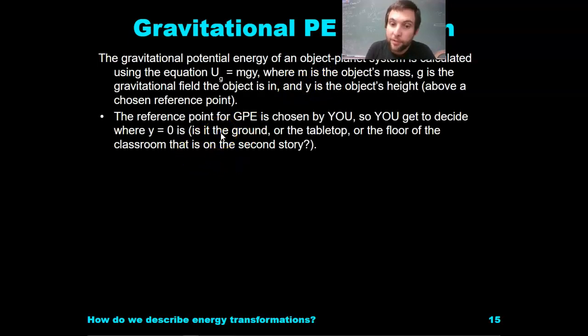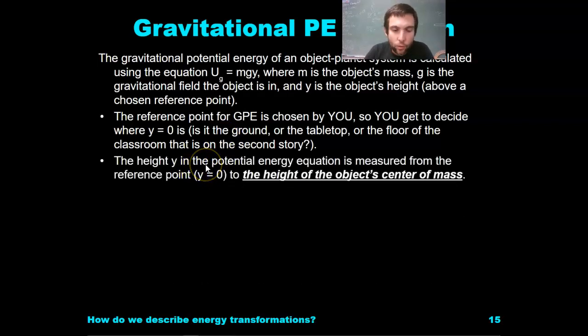The reference point for gravitational potential energy is chosen by you. So you get to decide where the height equals 0 is. You can move that up as it works for you. Usually you want it to go somewhere that's going to make your math easier. And it works because all we're doing is just looking at the total change in the energy. So if you want height equals 0 on the table, do it. If you want height equals 0 on the ground, that's fine. Height equals 0 3 miles in the air, if that's what works, do it.